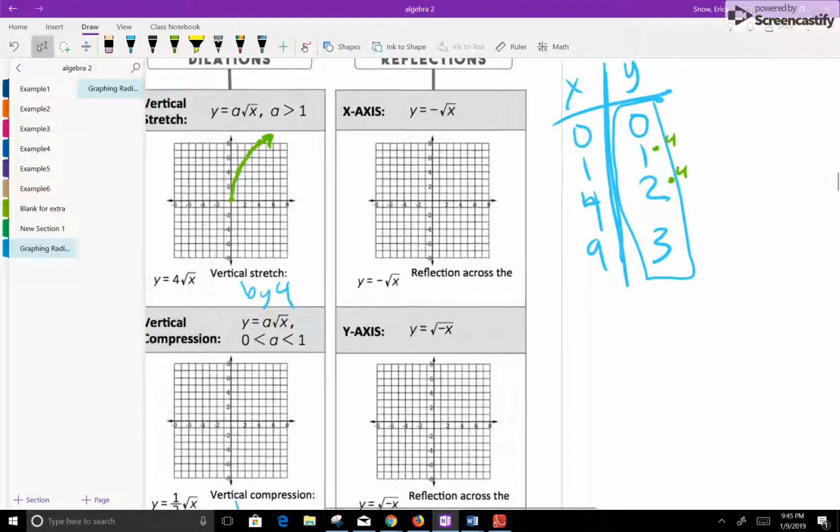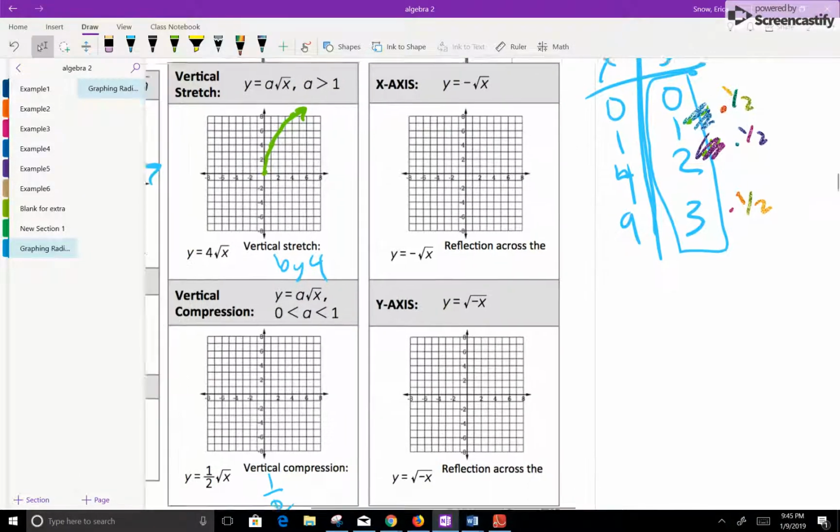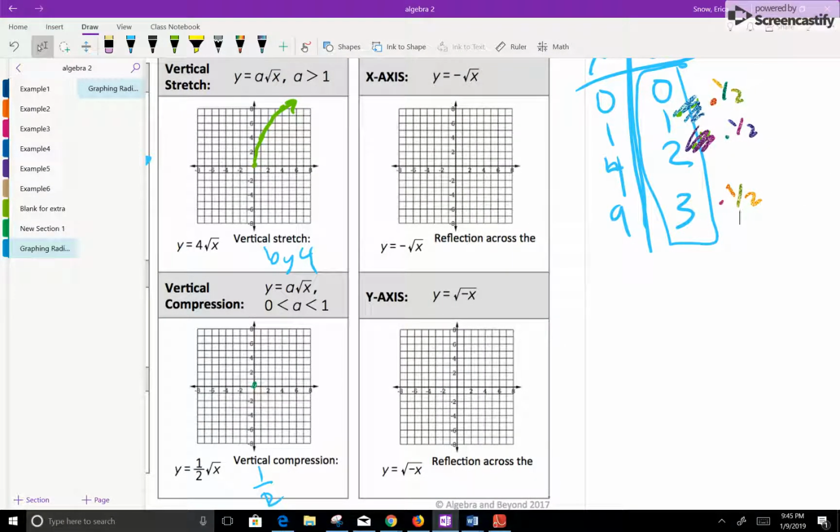And here with our 1/2, again, I'm going to change this into this pretty rainbow. Mark out our 4 here. We're going to multiply these by 1/2. So that where we start here at 0, 0, and then we go over 1, we're only going to go up 1/2. And we're going to go over 4, up 1, and over 9, up 3/2. So that it looks super, super flat compared to our parent function.